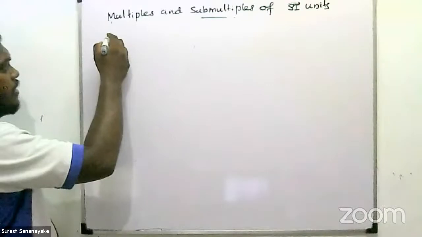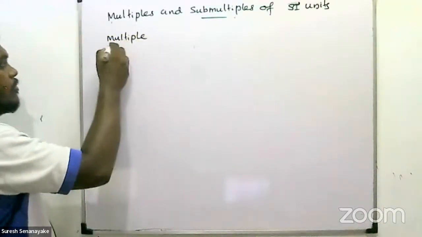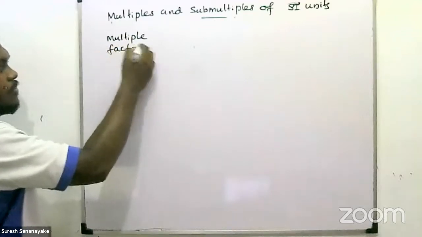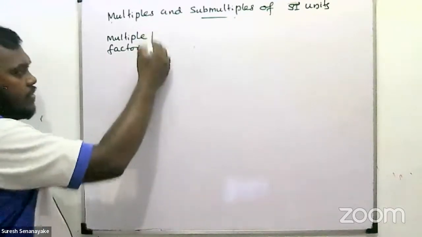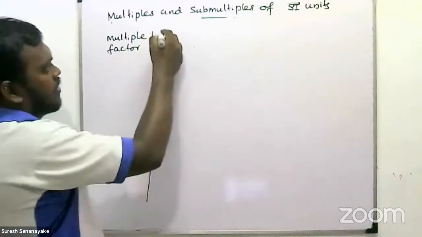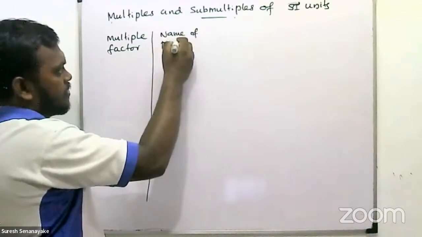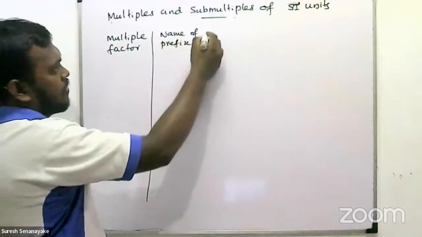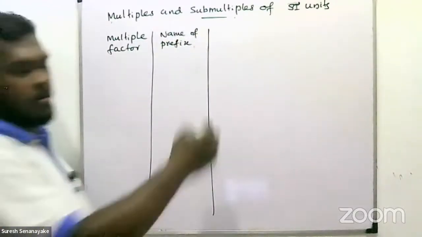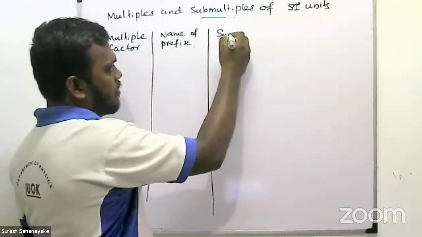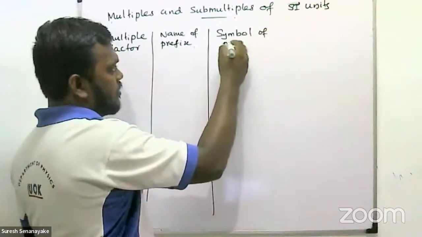And make a table. The multiple factor is the first column. Second is the name of the prefix. Next is the symbol of the prefix.